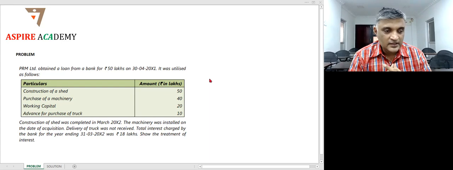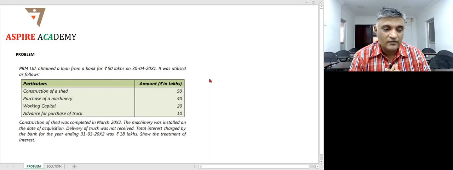Very simple. Construction of a shed, that is the only qualifying asset. All the balance three, purchase of machinery, it is not a qualifying asset because the machinery is already ready. It does not take substantial period of time for its readiness. Similarly, working capital and advance for purchase of truck, right? They are not qualifying assets.